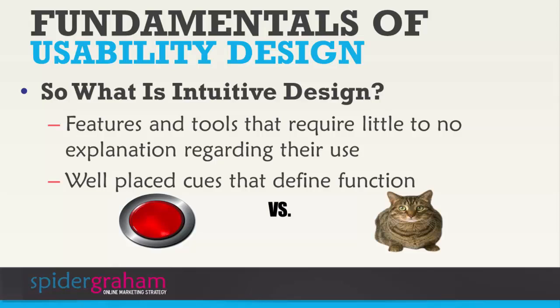Now, if I created some sort of an interactive thing and I said, by the way, I want this to be intuitive. I want people to understand automatically they should click on this to do something. Well, which one of these would you choose? We have a big red button on one side and we have a house cat on the other side. Well, duh, right? There's nothing about the house cat that says this is an interactive media.